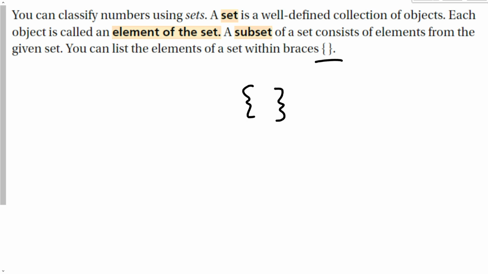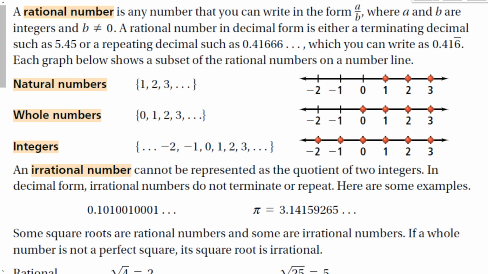Now, within our number system, there are a few different sets that we can classify numbers into. The first is a rational number. A rational number is any number that we can write in the form a over b as a fraction, where a and b are integers, and b is not equal to 0, because if we put a 0 on the bottom of anything, it is not defined. So, as long as a is an integer and b is an integer, and we can write this as a fraction, it's a rational number.